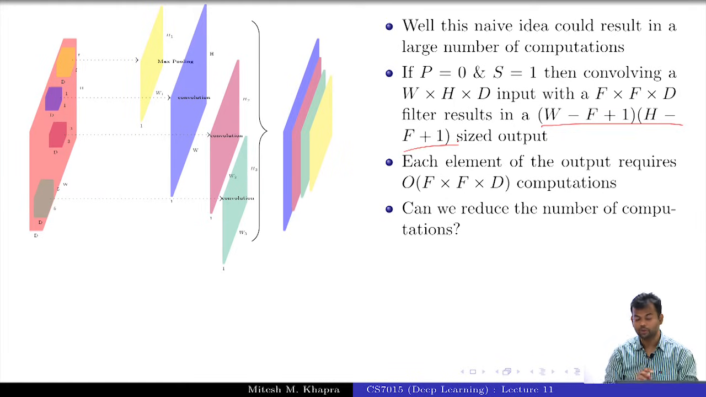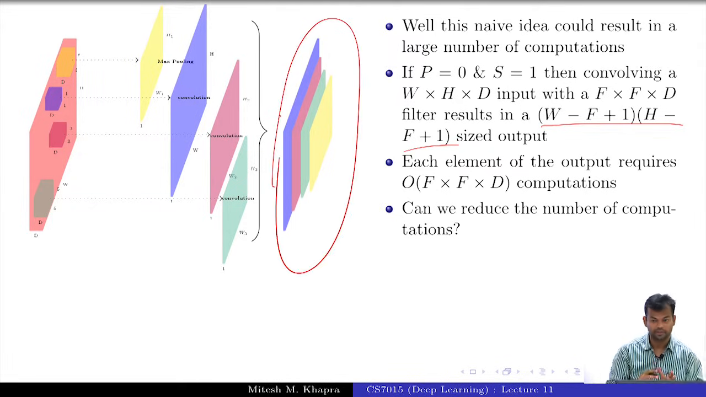So can we do something to reduce the number of computations? That's the key idea that we need to focus on. All of us buy the idea that using multi-granular or multi-sized filters is a good idea because you are capturing interactions at different levels. But I showed you that there is a problem with this. You can't just apply multiple filters. So let's see what we do.